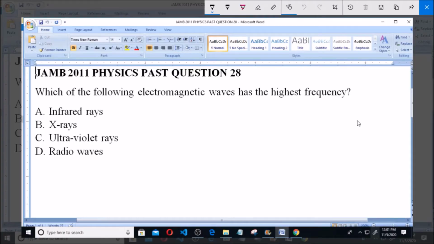Hello and welcome. I will be answering JAMB 2011 Physics Past Question 28. Which of the following electromagnetic waves has the highest frequency? A. Infrared rays, B. X-rays, C. Ultraviolet rays, D. Radio waves.